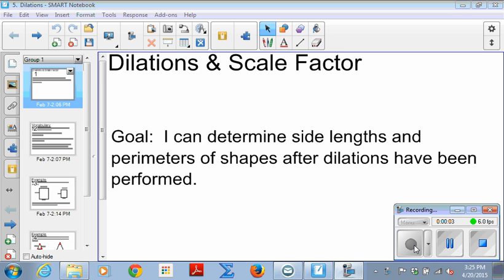Today's lesson is over dilations and scale factor. The goal is to determine side lengths and perimeters of shapes after dilations have been performed. This will connect very well with yesterday's lesson on similar and congruent figures, and hopefully make that lesson a little more clear if it wasn't yet.